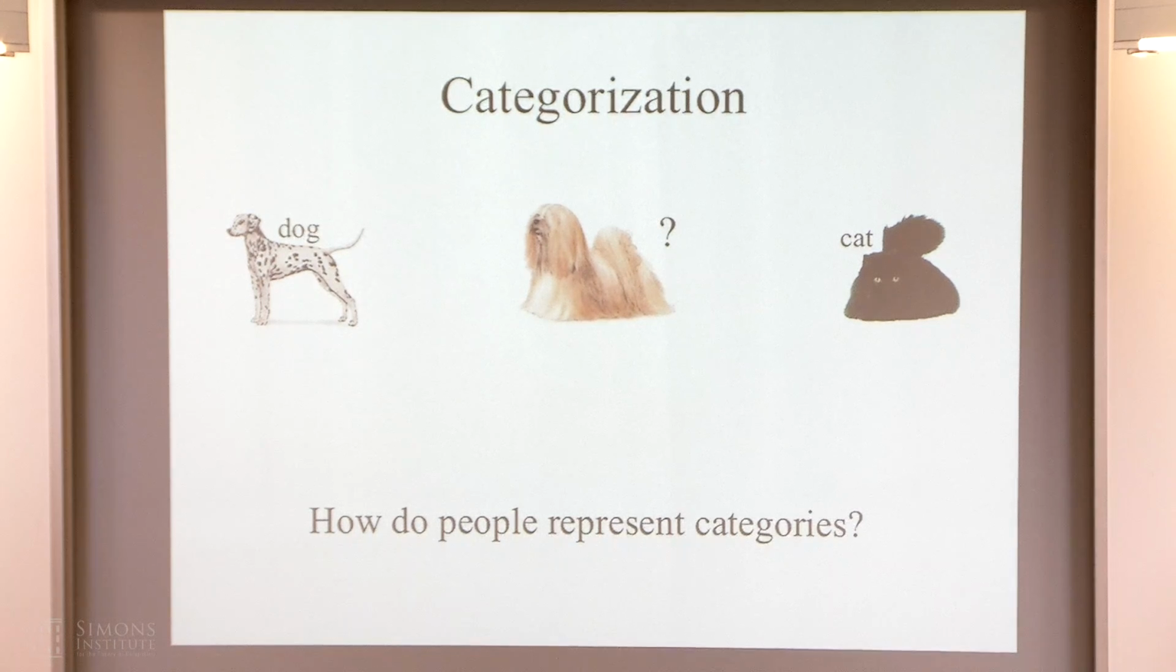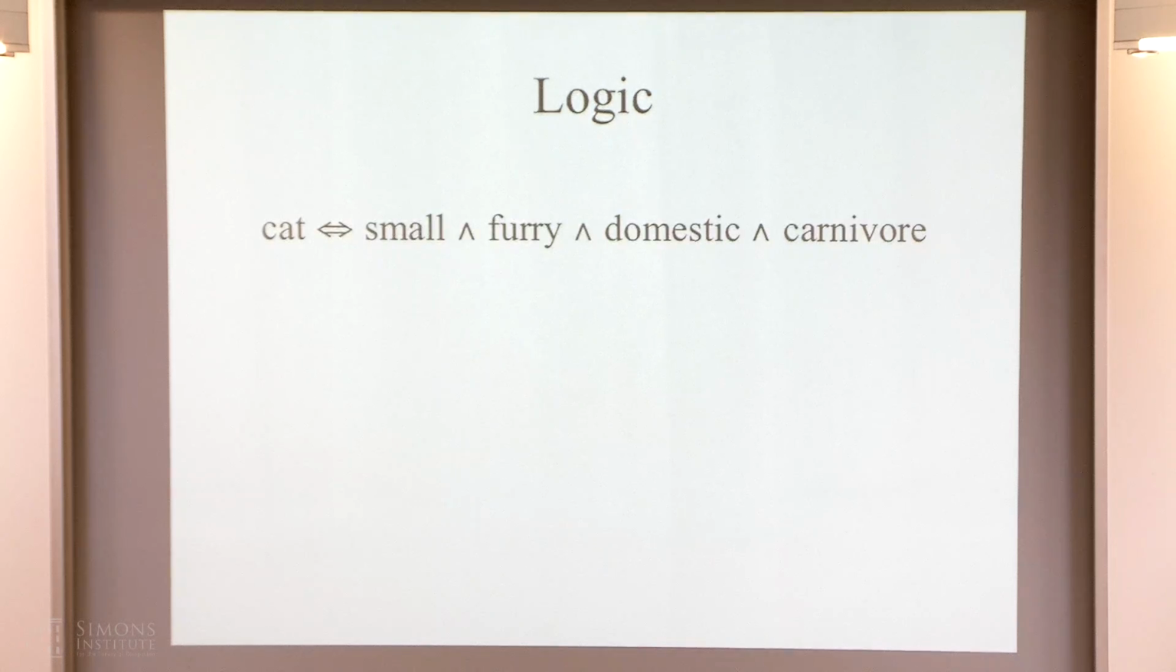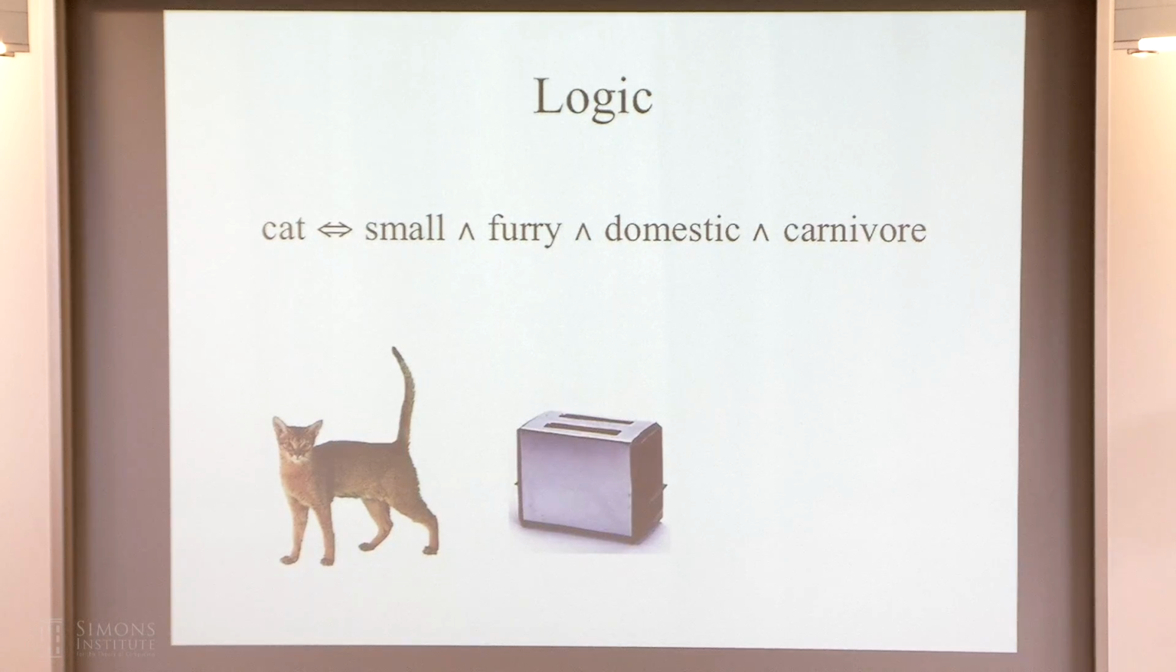As with most things, in the beginning there was logic. And so the idea that the way that you form representations of categories is essentially that what you're doing is building up some kind of logical rule that you can use to try and then figure out whether something is a particular kind of thing. So the way you might decide whether something's a cat is by applying a rule like it's a cat if and only if it's small and furry and domestic and carnivorous. And then when you see an object, you can apply it. You can say, yes, that's a cat. No, that's not a cat, because while it's domestic and potentially carnivorous and somewhat small, it's not furry.